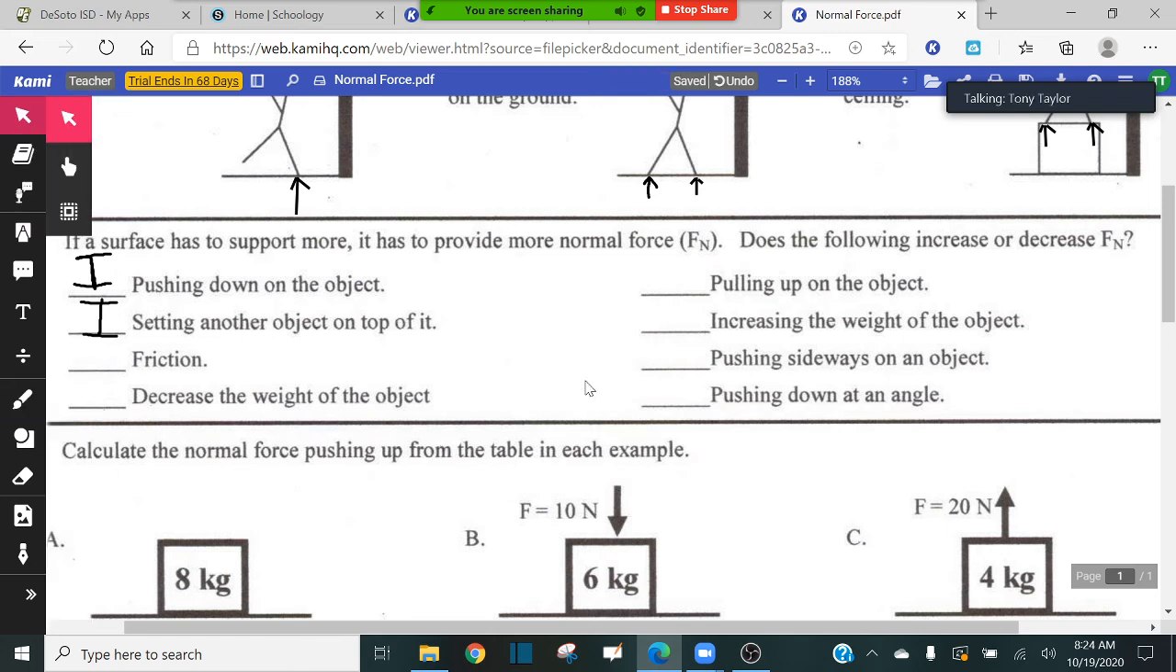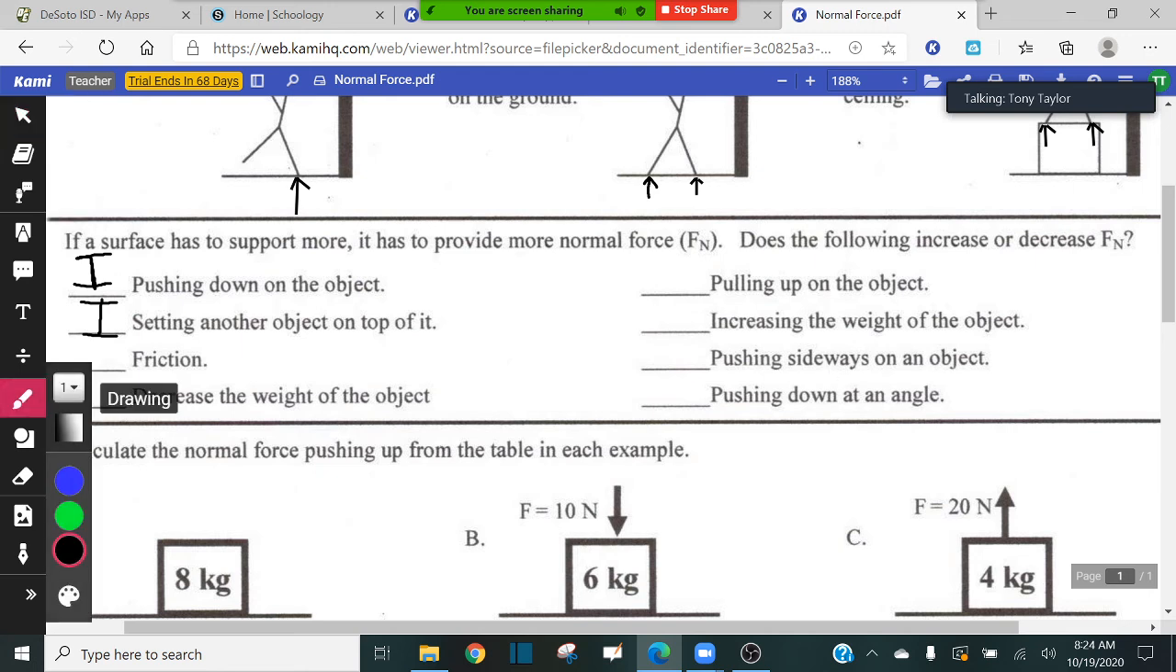What about the frictional force? Guys, let's say I have two objects here, and one slides across the other. As it slides across the other, there's clearly friction between the two surfaces. But guys, friction in this case will be a horizontal force, not a vertical force. So friction does nothing to the normal force. So I'm going to put an N here for nothing. Friction does nothing to the normal force.